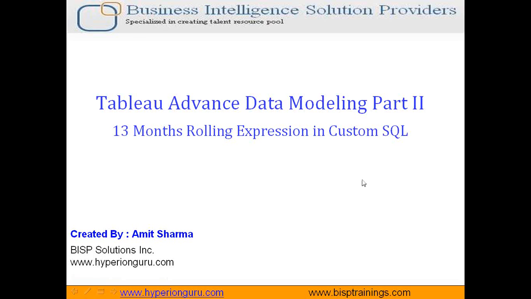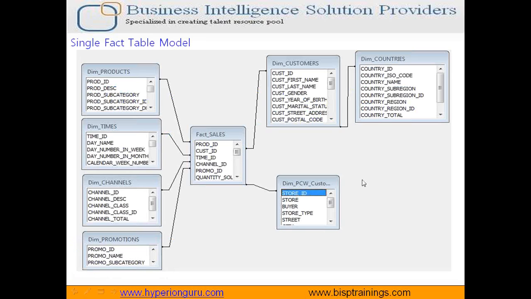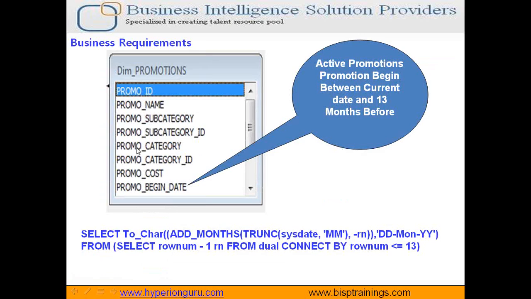Before I proceed further, I'll show you the business requirement over here. We'll be using this model and my data source will remain Oracle. In this model, one of my dimensions is called promotion. So what is exactly the requirement? Let me explain. I have a business requirement as it's given over here. There's a dimension called dim promotion.